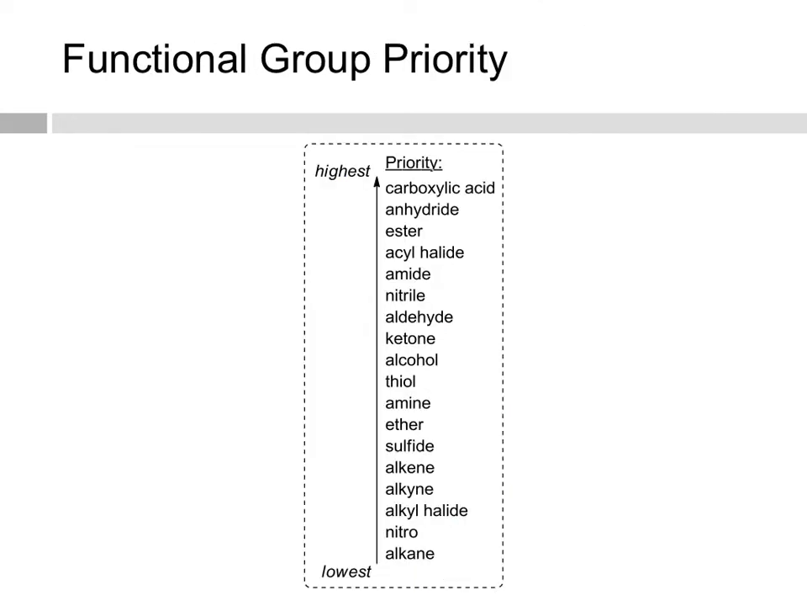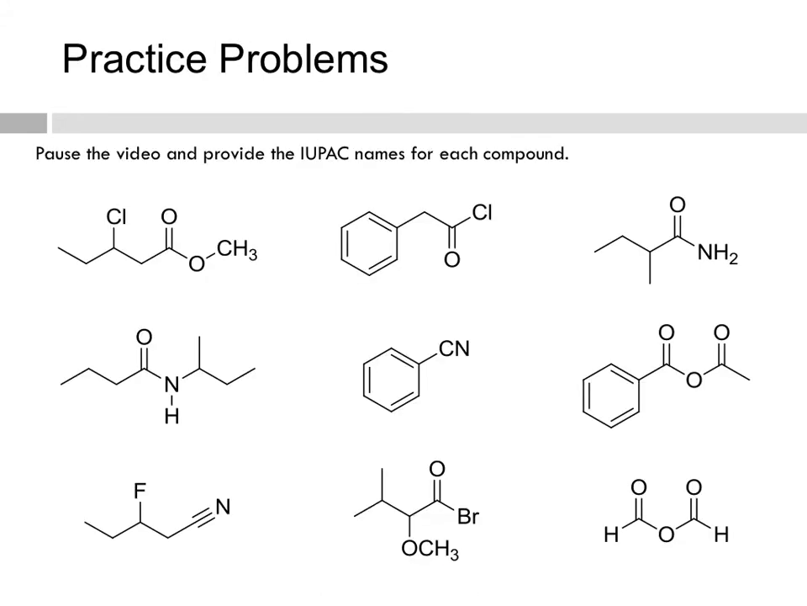When we're trying to name compounds, we also need to keep in mind the functional group priority. Remember that the highest priority is a carboxylic acid, followed by its derivatives, the carbonyls, alcohols, then thiols, amines, ethers, sulfides, followed by alkenes, alkynes, and finally alkyl halides, nitro groups, and alkanes. Now pause the video and provide the IUPAC names for each compound before moving forward.